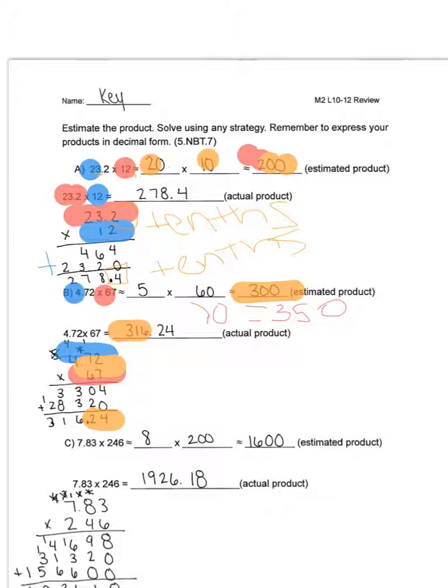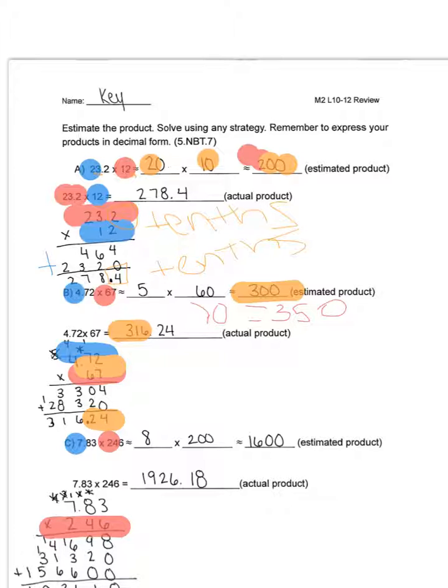Letter C. We're going to estimate. So if we're looking at our 7, the next door is an 8, so I'm going to bump it up to 8. Then I have 246. That is closer to 200. So 8 times 2 is 16. Count your zeros. There's 2, so 1,600. And then we're going to multiply.